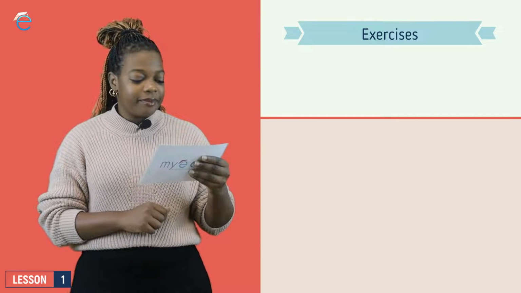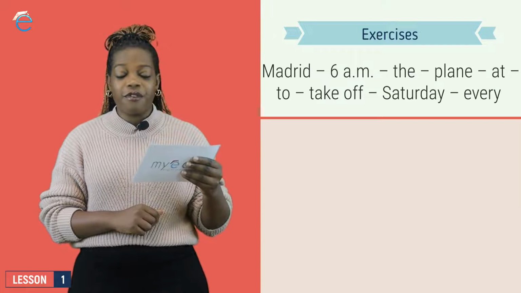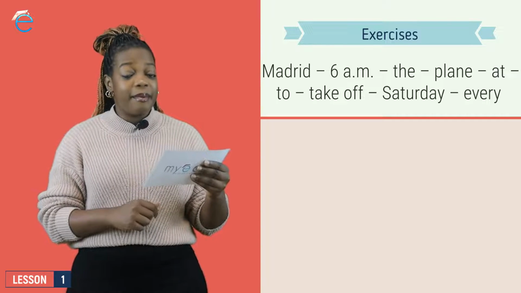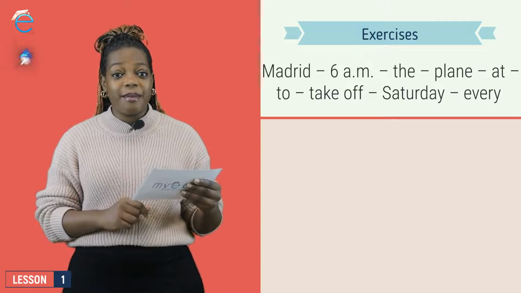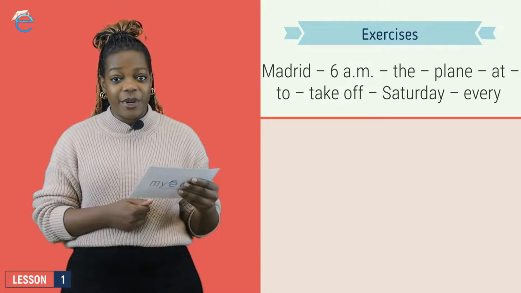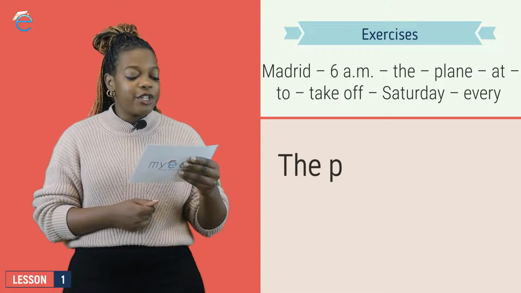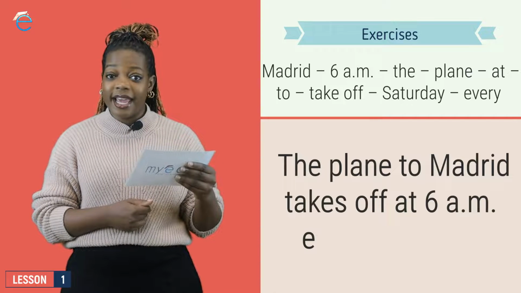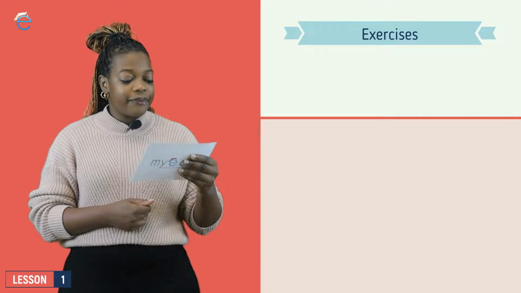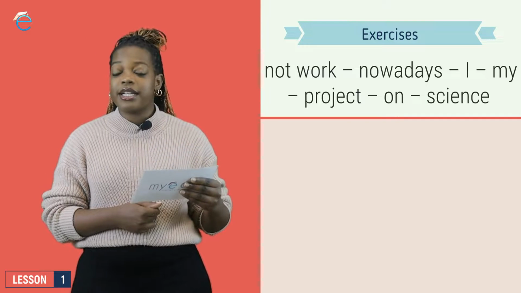Number 7, Madrid 6 a.m. the plane at to take off Saturday every. 6 a.m. every Saturday shows us it's something that is scheduled. For scheduled events and situations, we use simple present tense. The plane to Madrid takes off at 6 a.m. every Saturday.